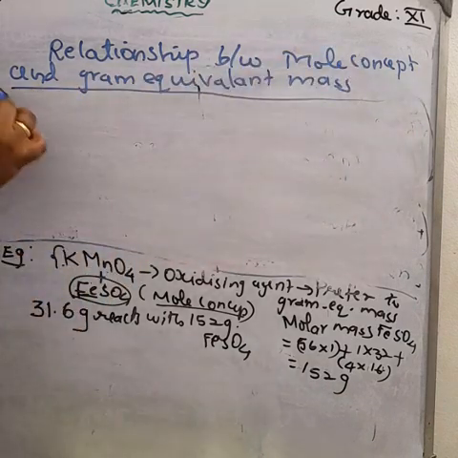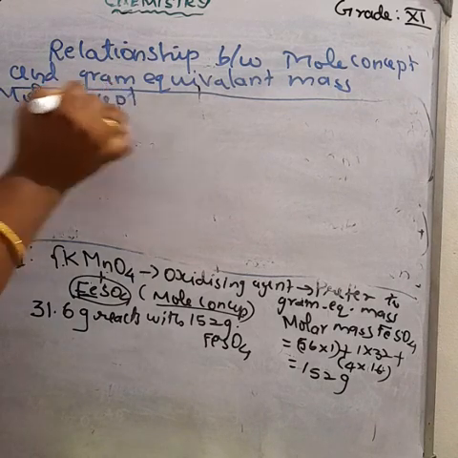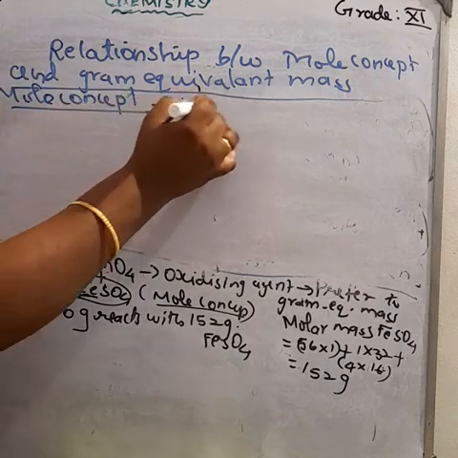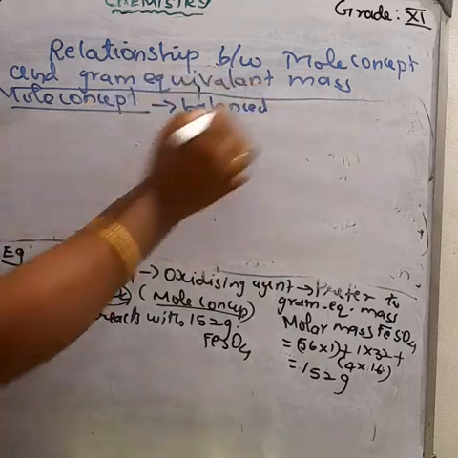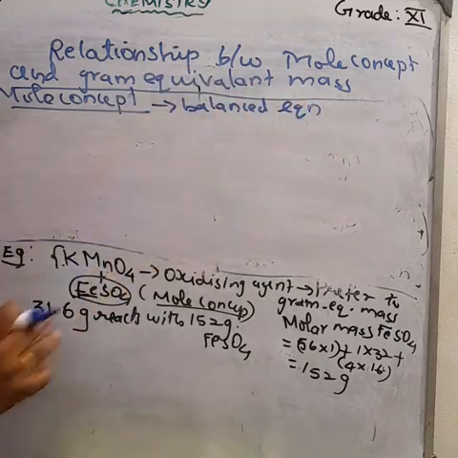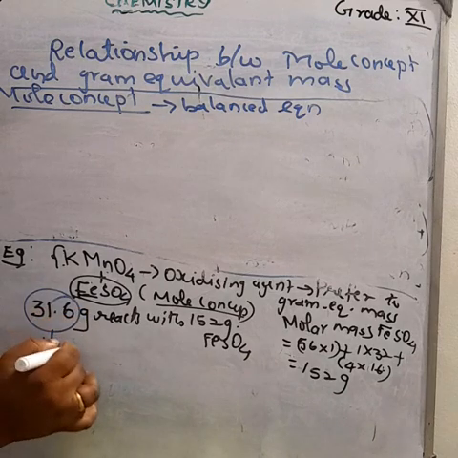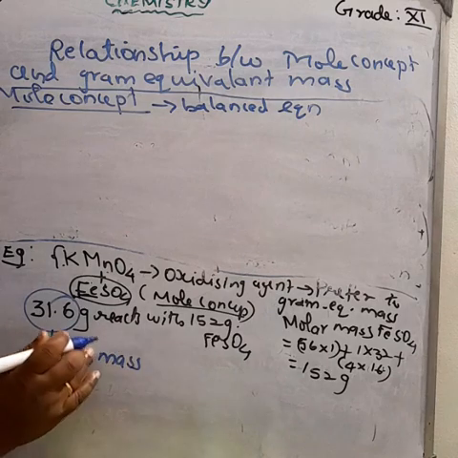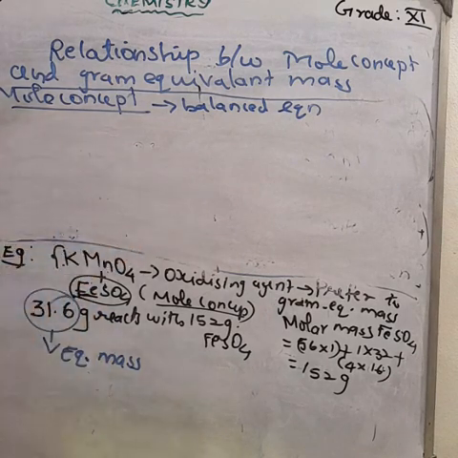The mole concept needs the balanced chemical equation. Understood? But for gram equivalent mass, we do not need the balanced chemical equation. Straight away we can tell this if we know the equivalent mass. If we know the equivalent mass of the substance, straight away we can tell how much amount of substance reacts with this much amount of reactant.